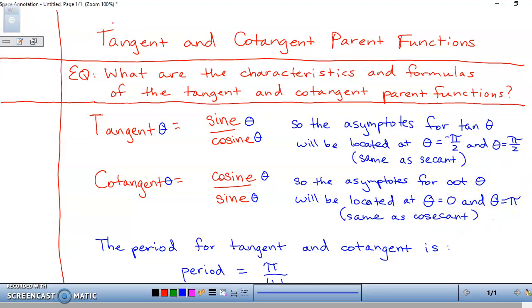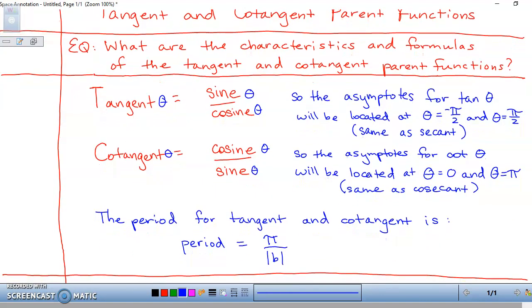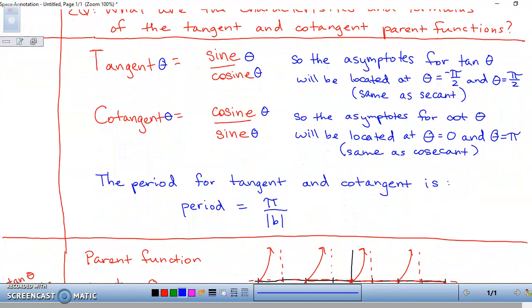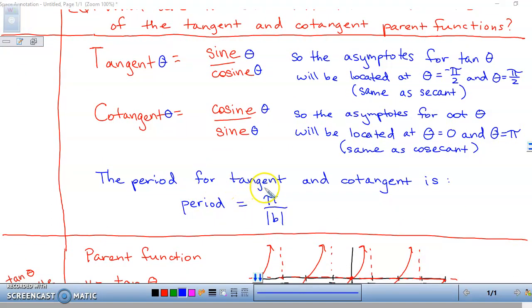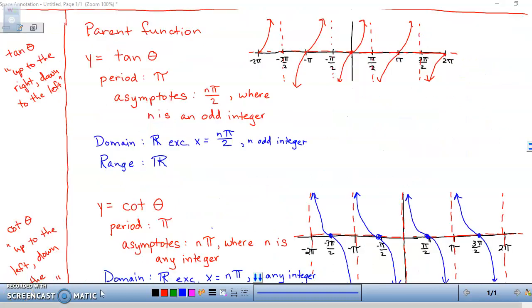So, continuing this thought, we also have the formula for the period of tangent and cotangent, and in this case the period formula is a little bit different from sine, cosine, secant, and cosecant. Our period formula is pi divided by the absolute value of b. So the 2 is no longer present. So for the parent function, our period will be pi. Go ahead and pause, copy this section, and we'll move on.